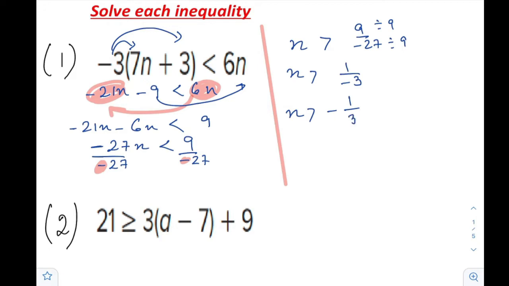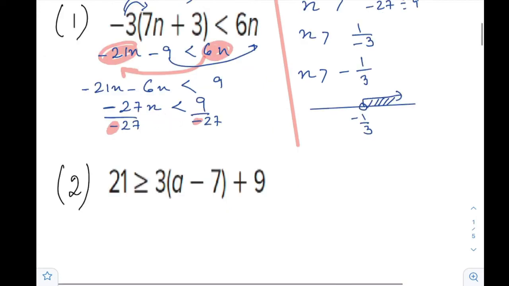1 over 3. Simply, if you want to graph the solution, then this will be minus 1 over 3, open circle, because it's more than only, and all the solution will be to the right. Perfect. Question 2.